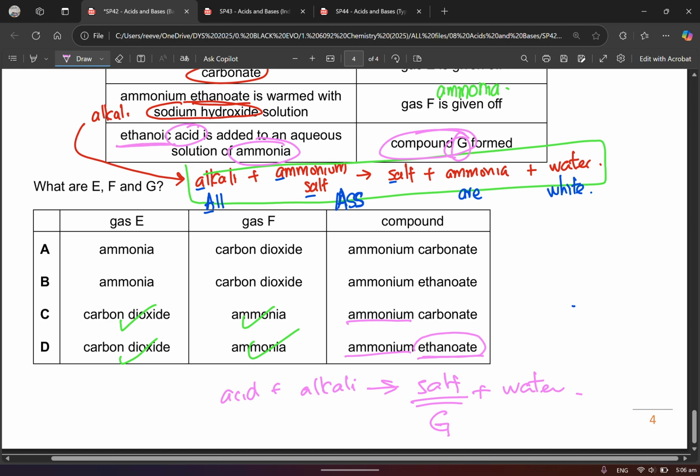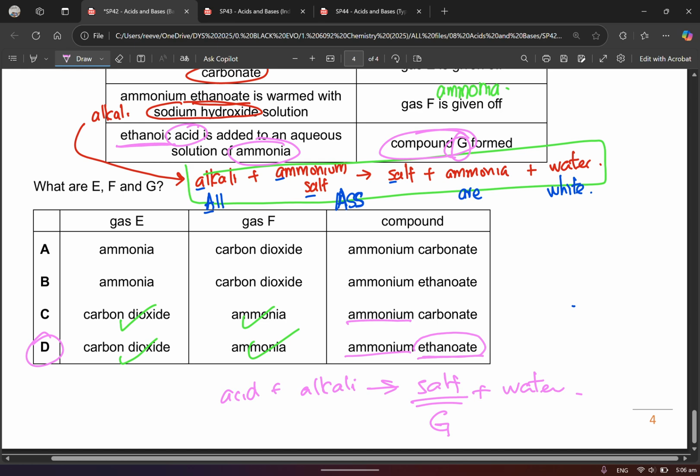So if sodium chloride, the acid will be hydrochloric acid. If it's sulfate, it will be sulfuric acid. If it's nitrate, it will be nitric acid. Okay? So that's the D. Okay? Can? Okay, no question.